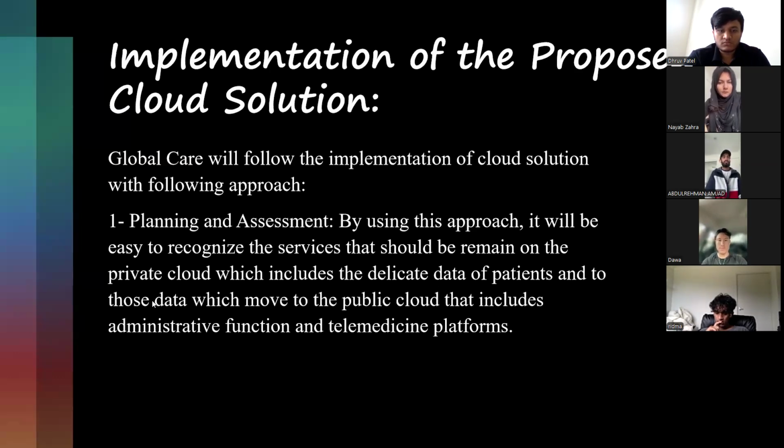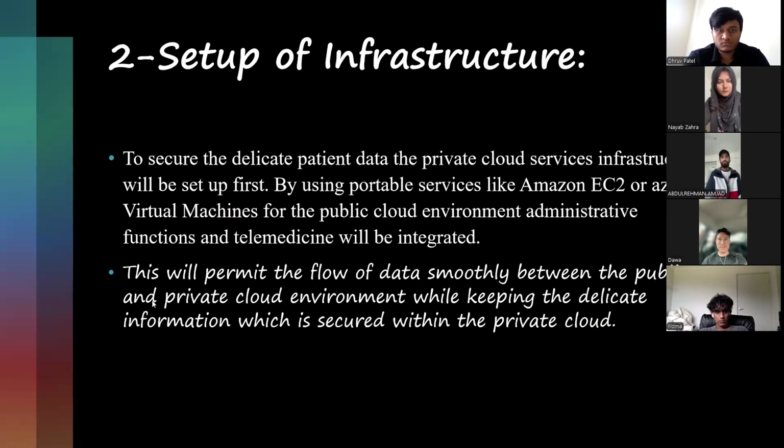The second step is the setup of infrastructure. The first priority here is to establish our robust private cloud to secure our patient data. We'll utilize services like Amazon EC2 or Azure virtual machines for the public cloud environment. This will allow us to integrate administrative functions and telemedicine seamlessly. By doing this, we create a smooth flow of data between both cloud environments, ensuring sensitive information is kept secure within our private cloud while still enabling efficient operations.